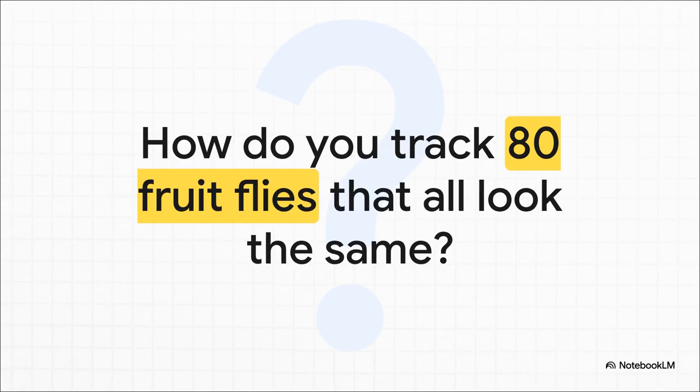No, seriously, just take a second and think about that. How would you keep track of 80 fruit flies that are all basically identical, zipping around, disappearing behind each other, without completely losing your mind? It sounds impossible, right? But it turns out that solving this exact kind of problem is the key to unlocking a whole new level of scientific discovery.